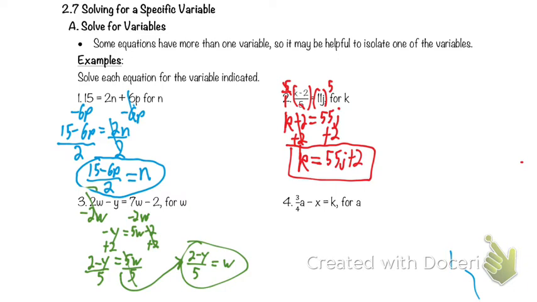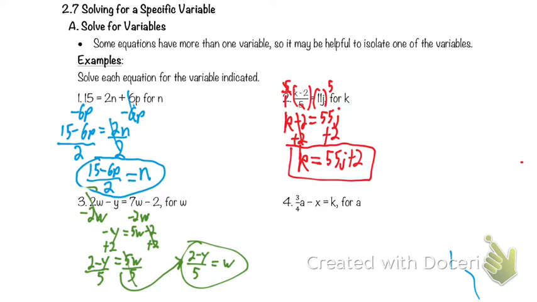This next one seems fun. Next one seems hard, right? 3/4 a minus x equals k. Why do you say it seems hard? Okay, it has a fraction. Okay, we see fractions and we're like, it's going to be hard. Okay, and it's 3 variables.